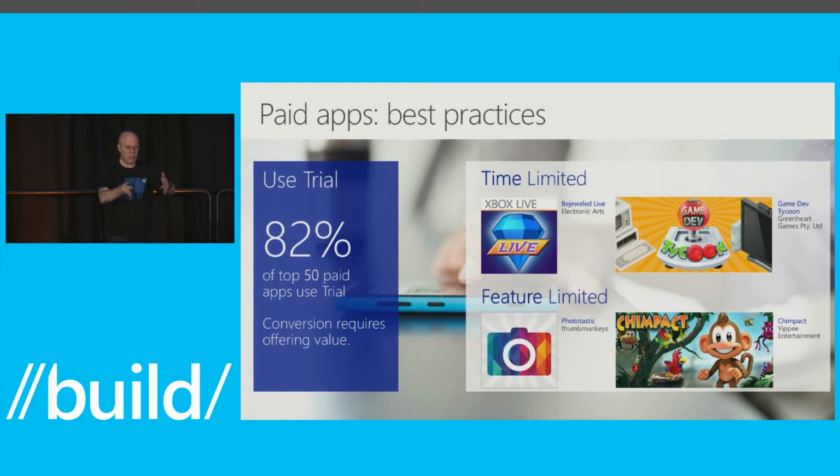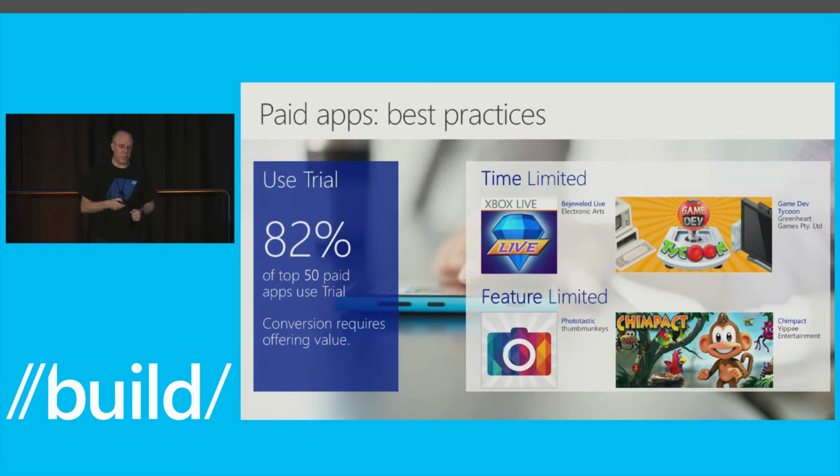So the examples here that I have are the two mechanisms that the top apps use to take a paid app from free or trial to paid. The first mechanism is time limited, and the second one is feature limited. So time limited is that the app allows you to do some things during a certain amount of time, and then at the end you have to buy it.